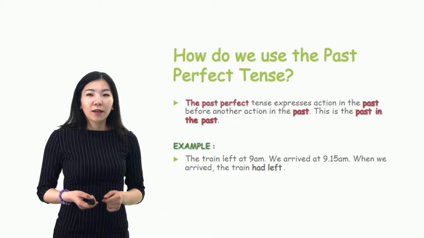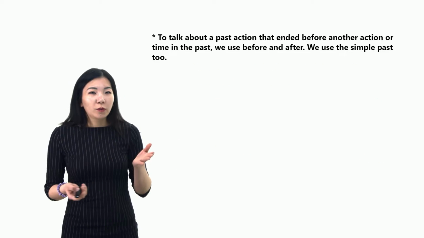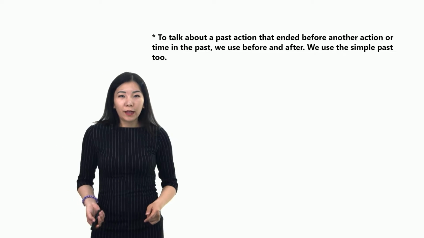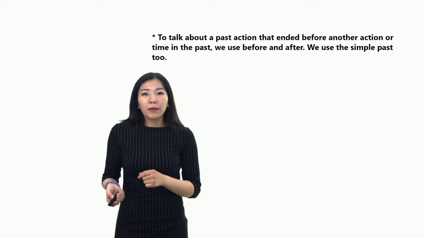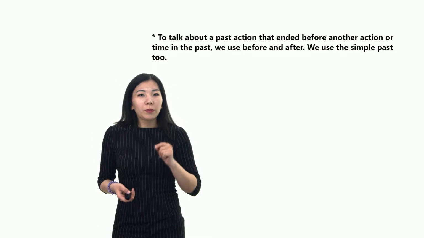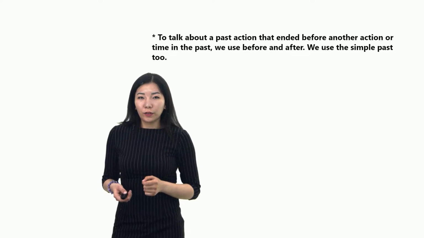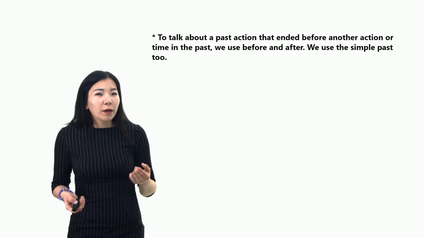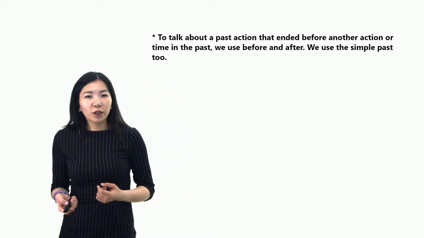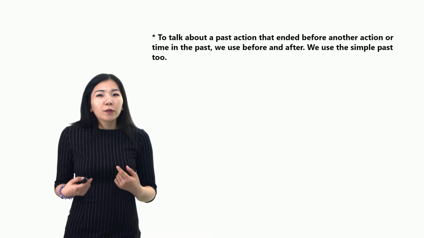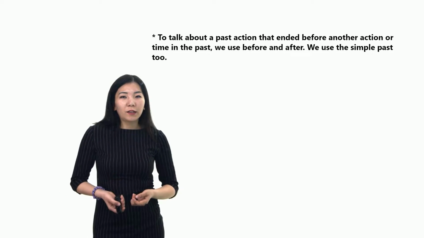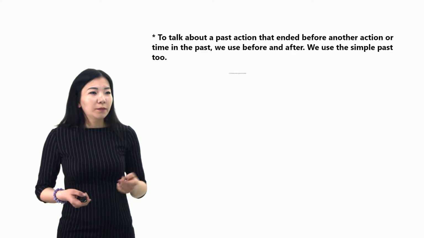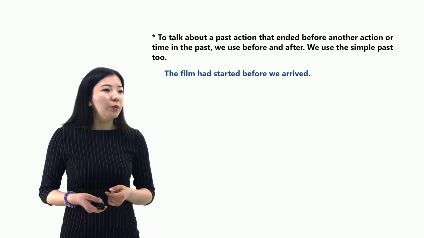Gotcha? So, the past perfect is also used to talk about a past action that ended before another action or time in the past, using prepositions like before and after. Basically, we use the past perfect to describe the first action in the past, and we use the past simple to describe the second action in the past. For instance, the film had started before we arrived.